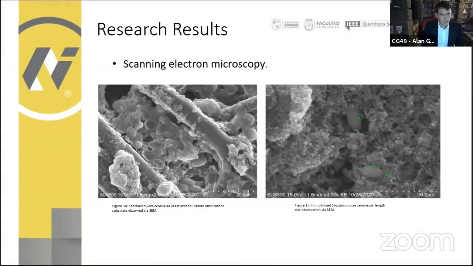Now, in our results, we have first scanning electron microscopy, in which, as we can see in figure 16, those little spheres are our microorganism, our yeast, Saccharomyces cerevisiae, and it is supported on our carbon substrate. In figure 17, we can see the size, the length of our yeast microorganisms, which is 5 micrometers, which is, according to the literature, the size of our yeast, Saccharomyces cerevisiae.